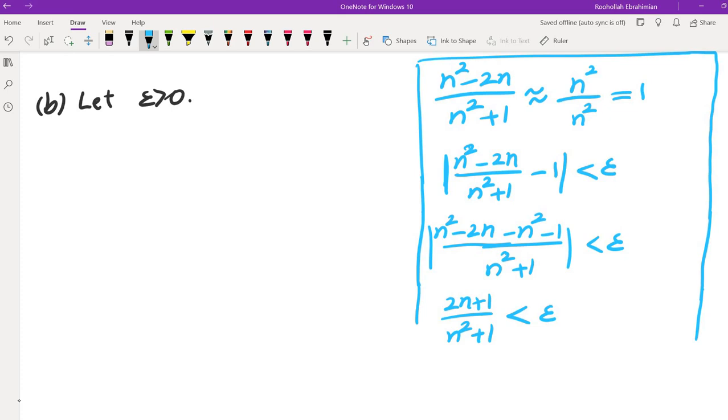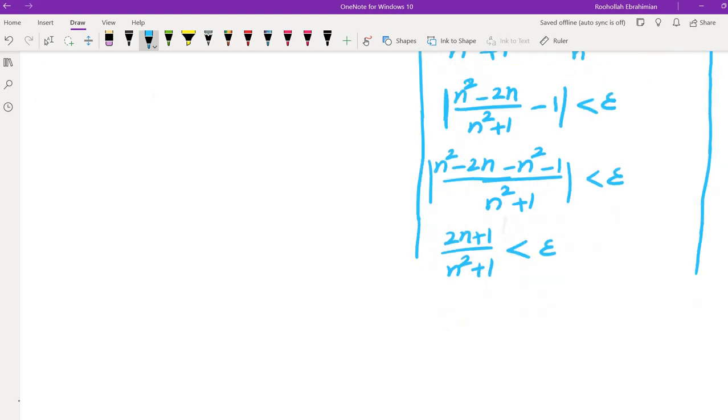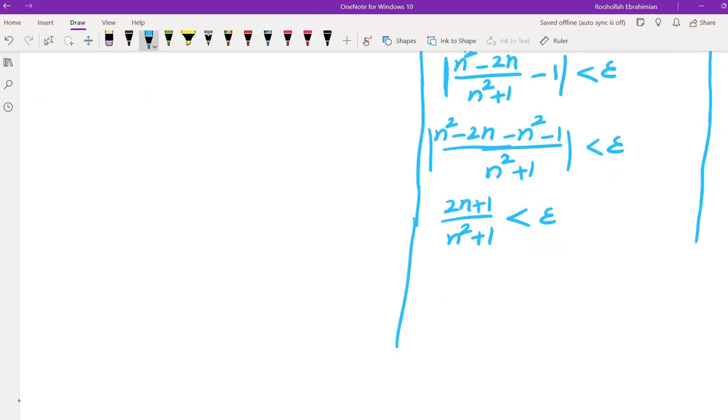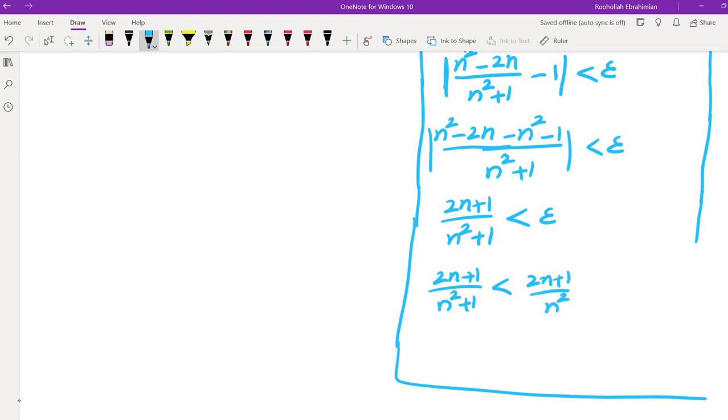So this is what we want to get to. We want to find some n that satisfies this. So now, how do we do that? There are multiple ways of doing that, but you have to be very comfortable dealing with inequalities. One thing you could do is safely drop the 1 at the bottom. This is less than 2n plus 1 over n squared.